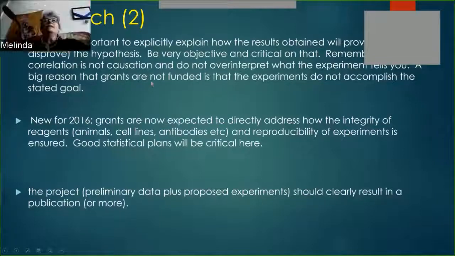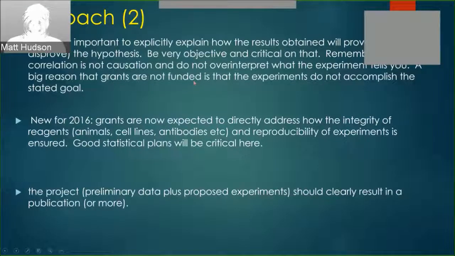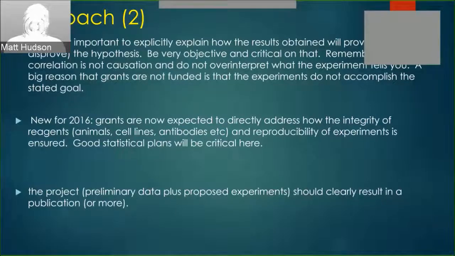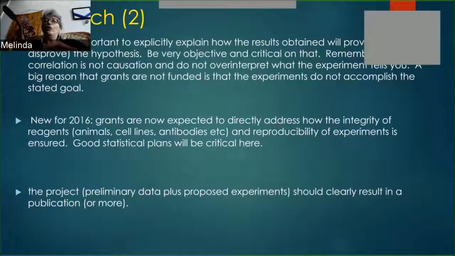Now, some things that are really important is that you have to explain how the results obtained will support that hypothesis. You have to be objective and critical. It's also really, really important to keep in mind that correlation does not mean causation. A place where people get in trouble in my field is showing that a molecule is present in a cell or a tissue does not mean that it's functional in that cell or tissue. So you have to be very clear on what is correlation and what is causation, and don't overinterpret what your experiments tell you.